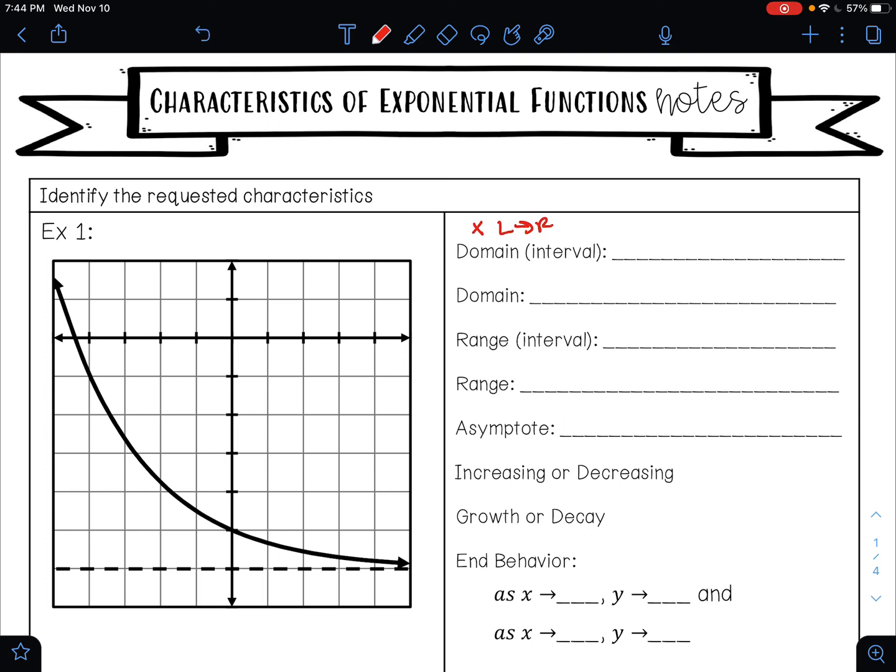My graph is going to the left forever, so that's going to negative infinity. My graph is going to the right forever, so that's going to positive infinity. So my domain from left to right is from negative infinity to positive infinity, which is the same thing as saying all real numbers. Remember that this symbol right here is the mathematical symbol for all real numbers. It is a capital R with an extra line.